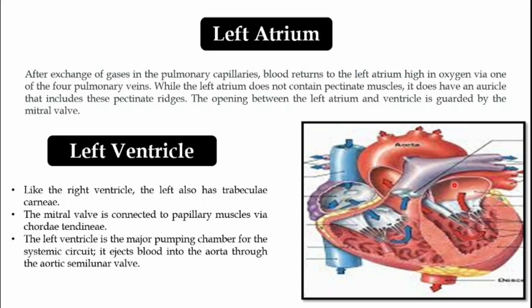And the left atria doesn't have many features as compared to the right atria, and the left atrium has a very smooth surface, and it doesn't contain the pectinate muscles, whereas the left auricle does contain the pectinate muscles. And then the blood from the left atria goes into the left ventricle by a valve which is known as the mitral valve or the bicuspid valve, because it contains two cusps. So the blood from the left atria comes into the left ventricle, and the left ventricle has somewhat the same features as compared to the right ventricle.